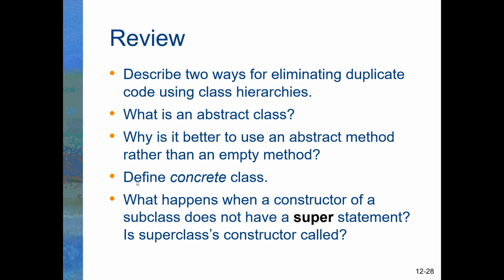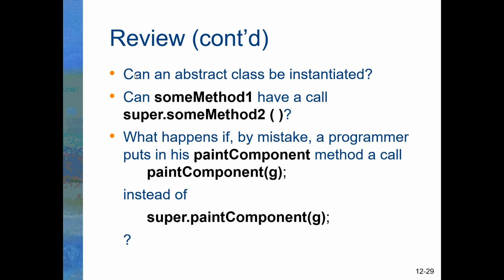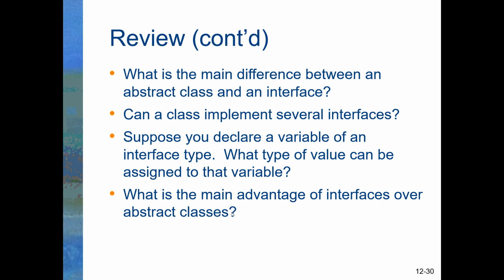Number 4, define a concrete class. Number 5, what happens when a constructor of a subclass does not have a super statement? Is a superclass's constructor called? Number 6, can an abstract class be instantiated? Number 7, can some method 1 have a call super.someMethod 2? Number 8, what happens if by mistake a programmer puts in his paintComponent method a call to paintComponent(g) instead of super.paintComponent(g)?